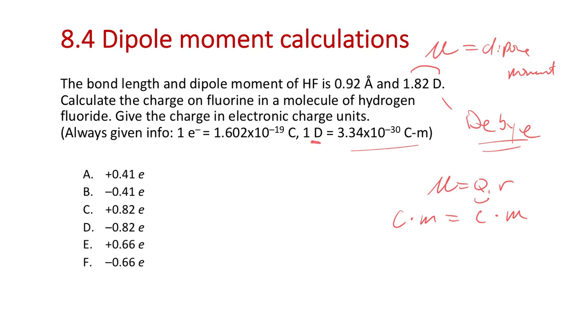And so here we're going to try to calculate the charge on fluorine in the molecule of hydrogen fluoride given this information here. So we're also given the charge of an electron is 1.6 times 10 to the minus 19 coulombs, and we're given that debye to coulomb meter conversion.